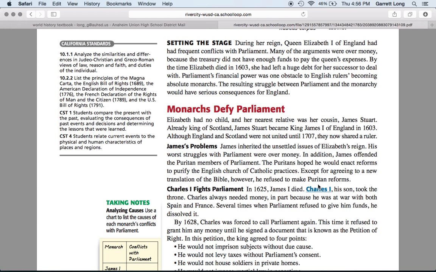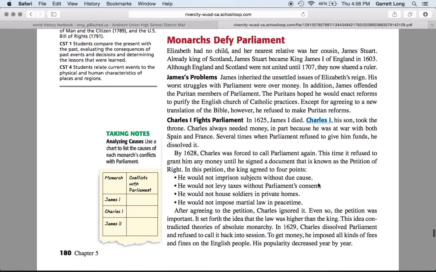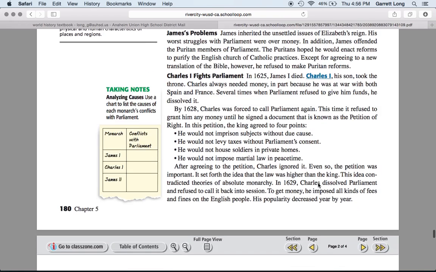Now, the Petition of Rights was very important because it gave the idea that no one is above the law, including the king or queen. Everyone should follow the same rules and laws, regardless of who you are. So, of course, Charles I signs the Petition of Rights to get his money to continue to fight in the war against France and Spain. And once he gets his money, he dissolves Parliament right away.